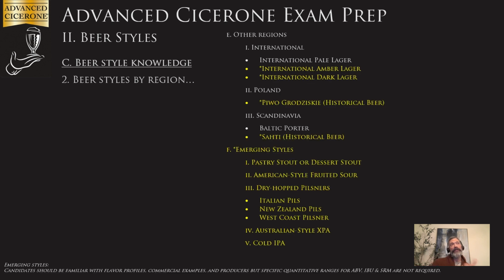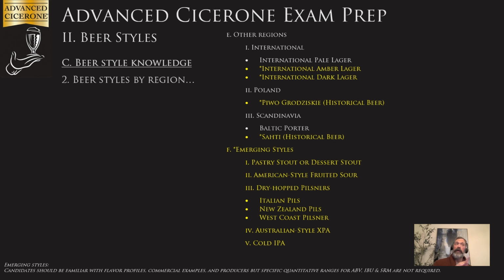Then there's a section called Other Regions, which was there in Level 2, but they've added a lot more beers. Instead of just International Pale Lager, you now have Amber and Dark. They've added the Piwo Grodziskie, if I'm not mispronouncing that. And in Scandinavia, they've added Sahti, a historical beer. And then a whole new section that was not there at all: the emerging styles.